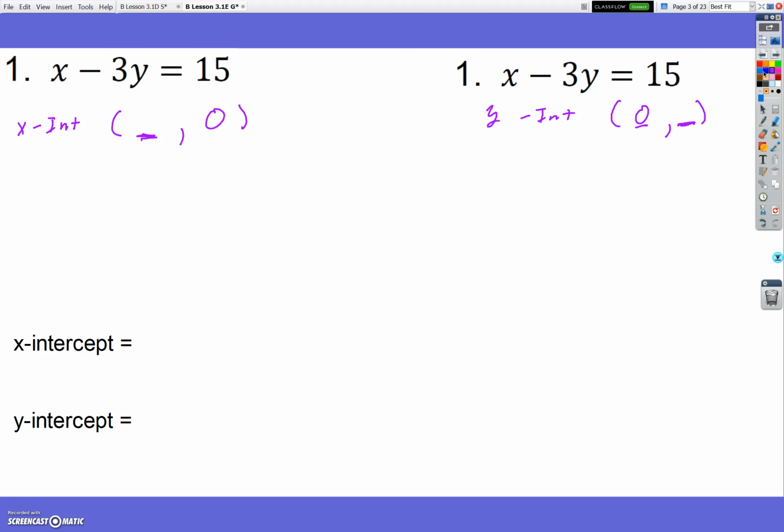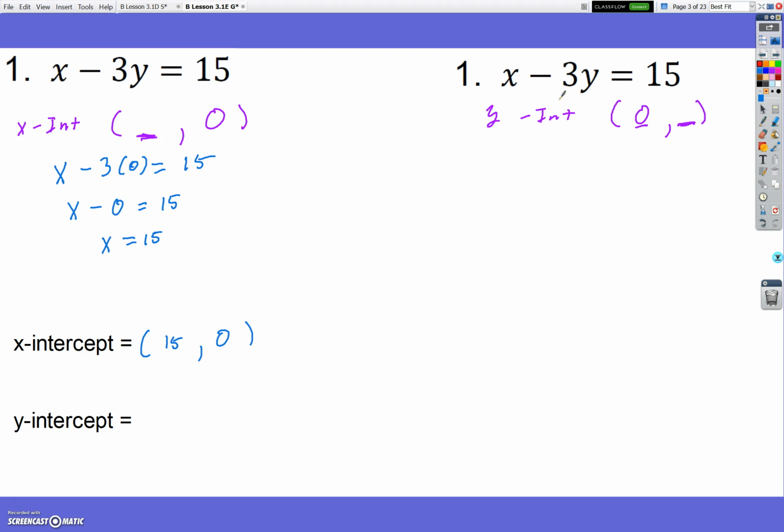So mathematically what this looks like is, in blue, I'm going to solve for the x-intercept first. Here's my equation, x minus 3y equals 15. On an x-intercept, my y value is 0, so I'm going to plug in 0 for y. I'm going to have x minus 3 times 0, which is just 0, equals 15. Then x minus 0 is just x, and I'm left with x equals 15. That means when I plugged in 0 for my y value, my x value is 15. Therefore, my x-intercept is positive 15.